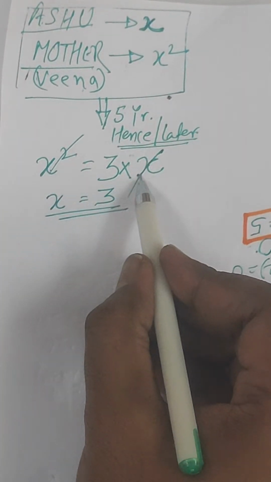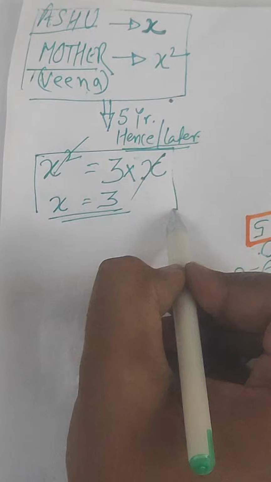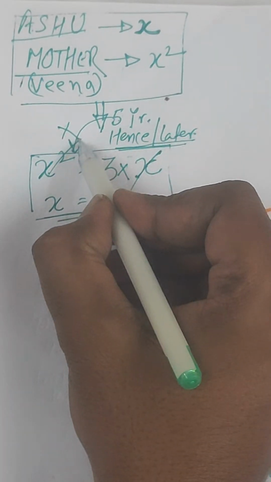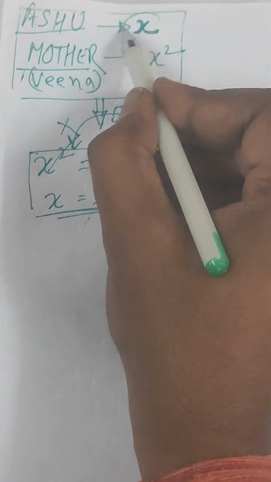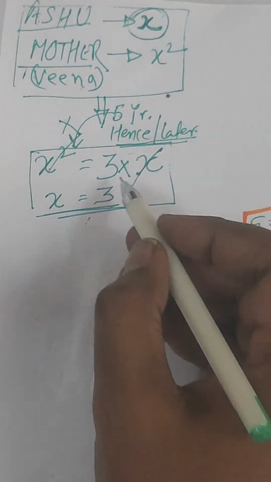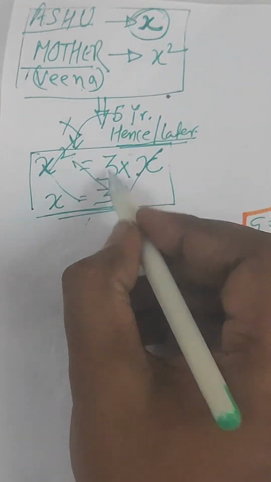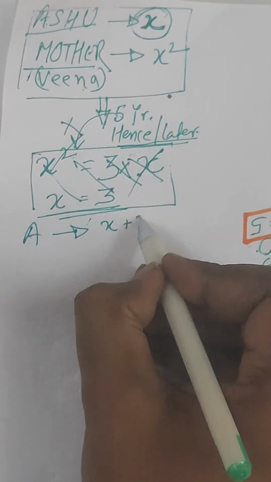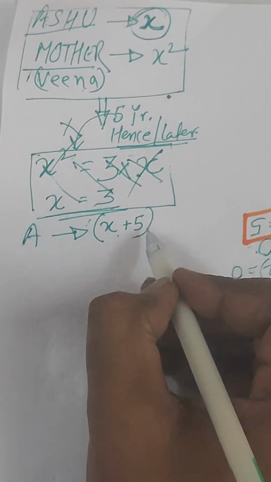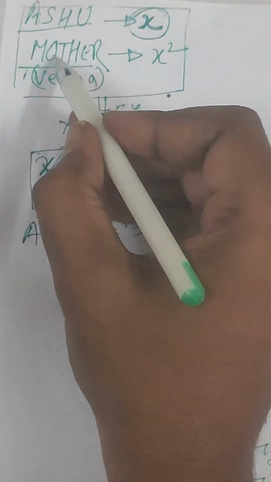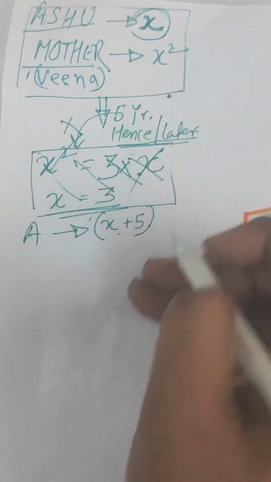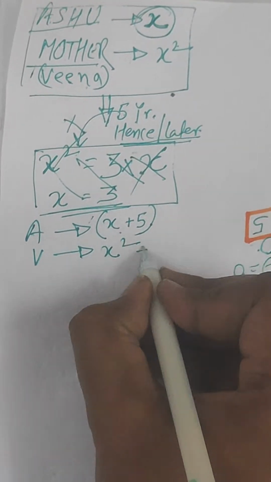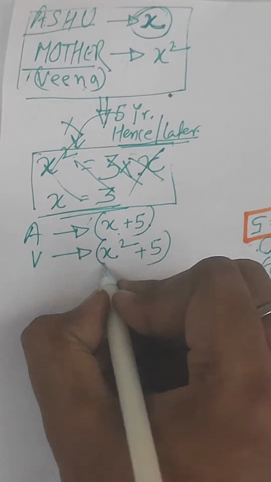5 years hence. But do you think this is the correct step? Because the 5 years hence portion is not considered over here, right? So 5 years hence, what will be the age of Ashu? 5 years hence, the age of Ashu will be x plus 5, because after 5 years definitely 5 will be added, and mother's age was x square, so Veena's age will be x square plus 5, right?